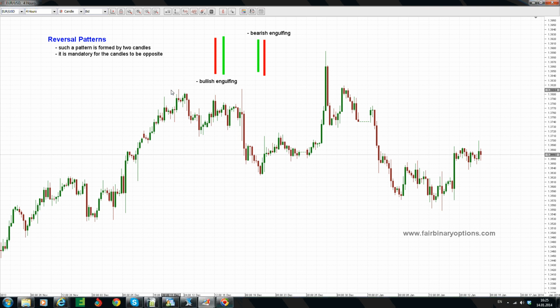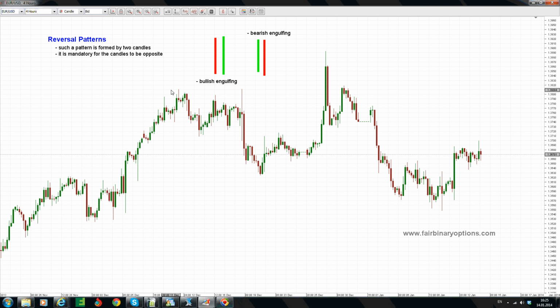And of course, a bearish engulfing means that the second candle is a red one following a green one, and the body of the second candle should engulf the previous candle. Now, this is a reversal pattern.